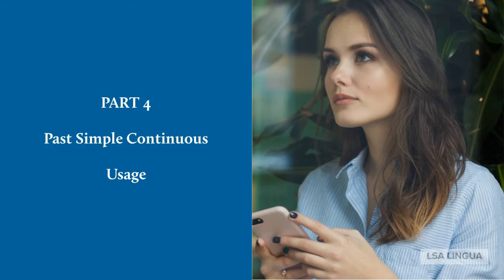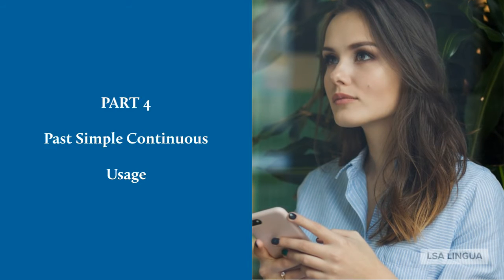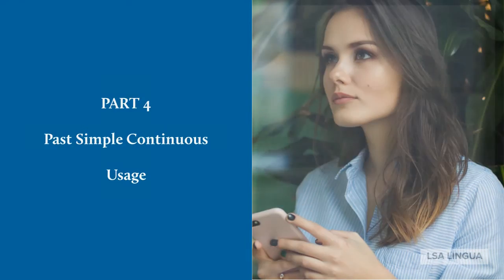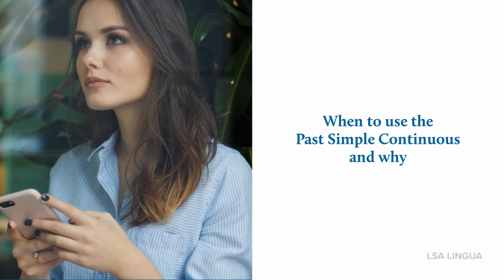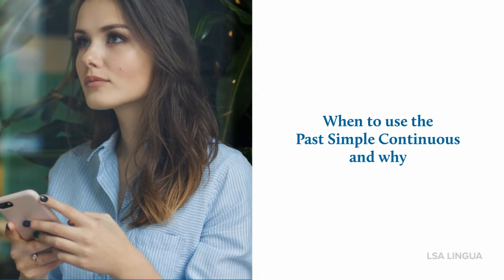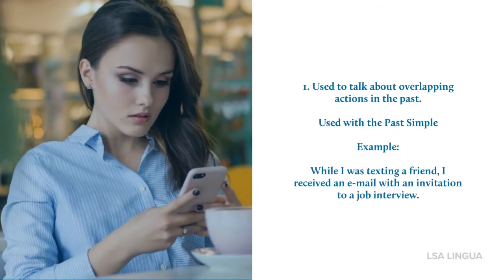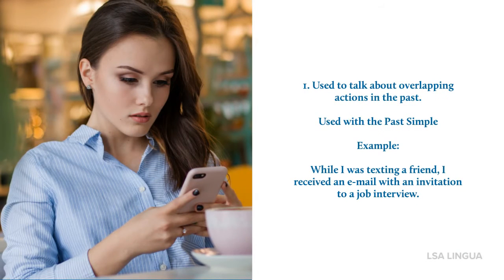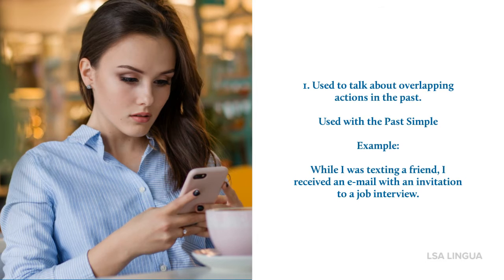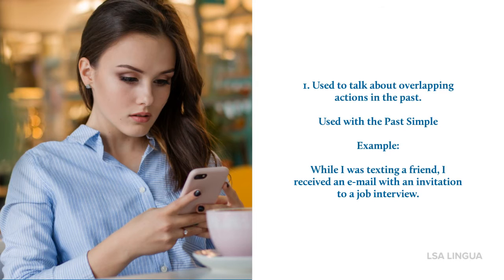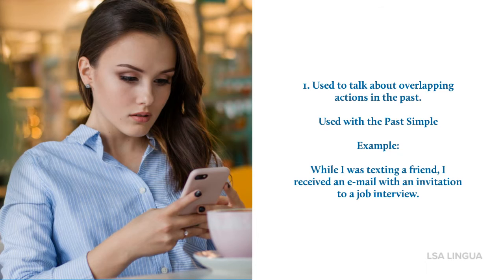Part 4. The past simple continuous usage. When to use the past simple continuous and why. First of all, the past simple continuous is used to talk about overlapping actions in the past. So an action in the past which overlaps another action or time. So the action in the past continuous starts before and often continues after the other shorter action or time.